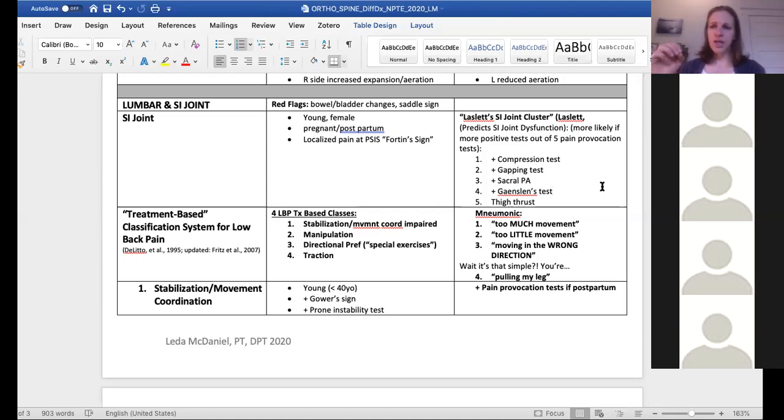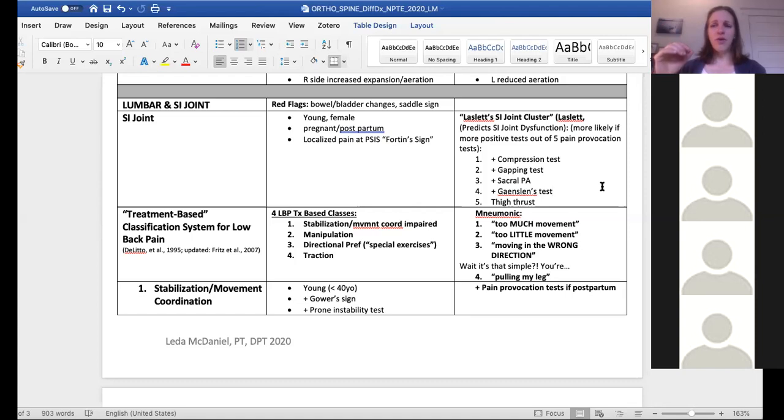So if multiple out of those tests are positive and you are provoking the patient's pain, then you can be more and more likely that this is an SI joint issue versus a lumbar spine or low back pain issue. SI joint pain versus low back pain. SI joint pain can have radicular symptoms or referral. Typically, if the SI joint refers down the leg, it doesn't go below the knee.